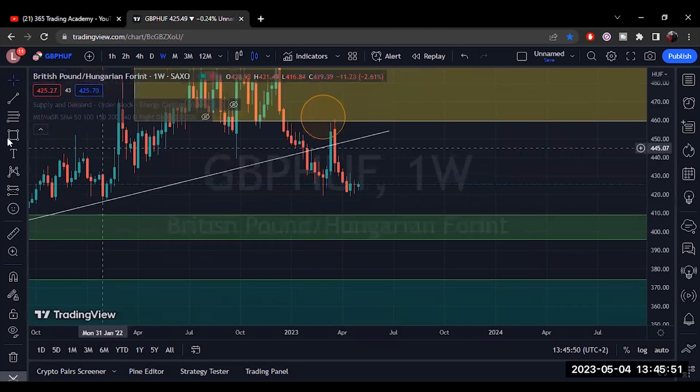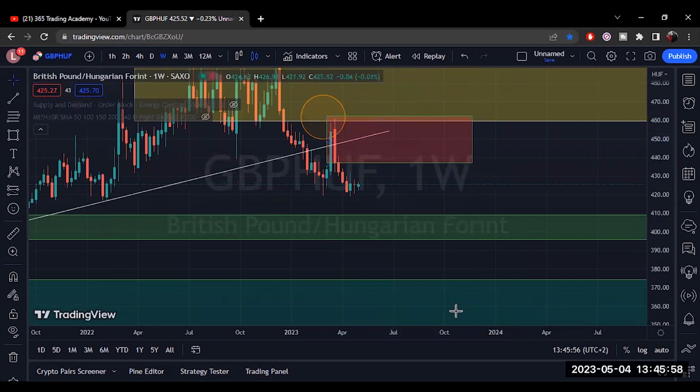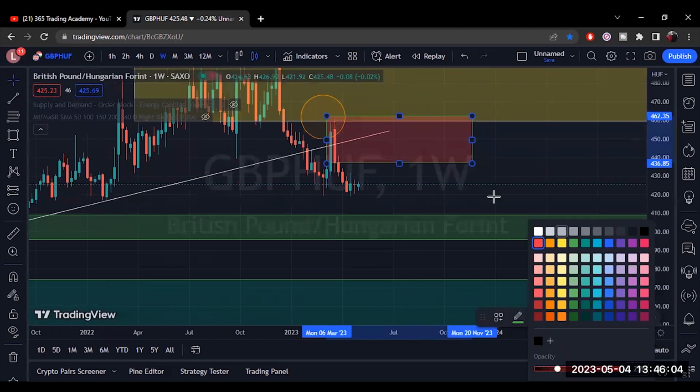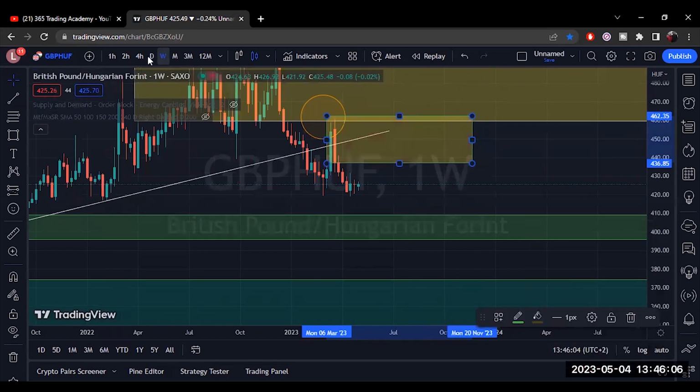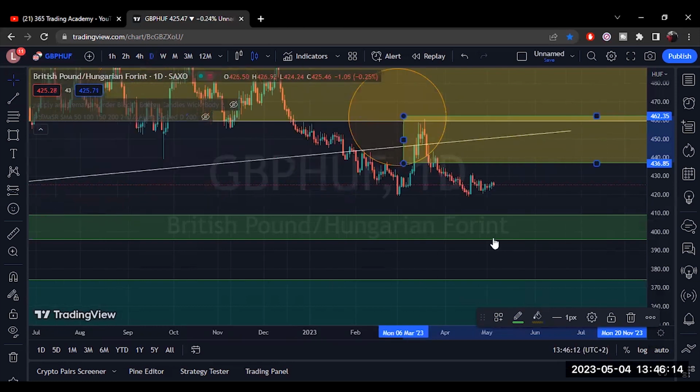And on the weekly, I'm going to draw the supply, right? Supply within a supply within a supply within a supply, because again, I'm leaning more towards selling this asset personally, at least in the short to medium term, right? So I'm going to go to the daily time frame now because yeah, that's what we got cooking.